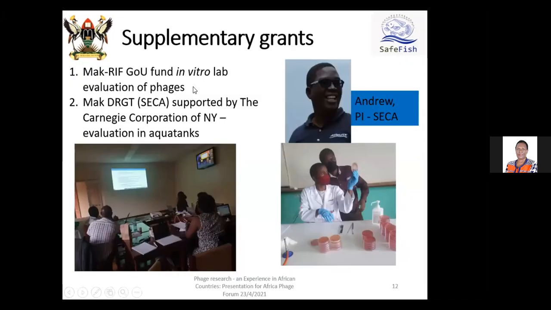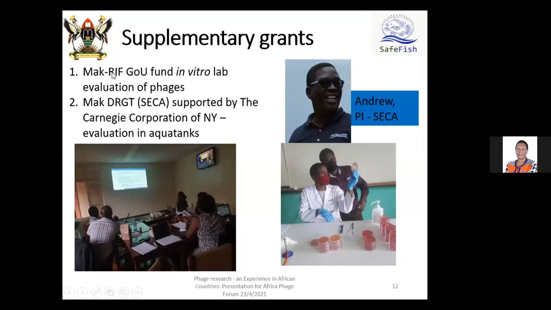So of course, the money given is not enough. It sounds big, but it isn't. So we've gone ahead wherever we see some calls, we respond to them and identify some areas that can fit within. And we work as a team down here, the Uganda Safe Fish team, to develop the proposals, identify who is best suited, basing on the core requirements.